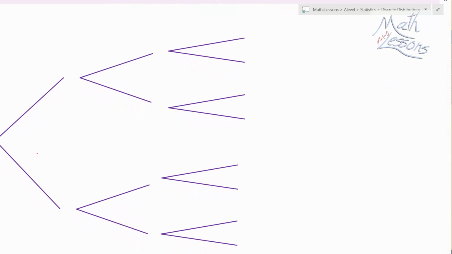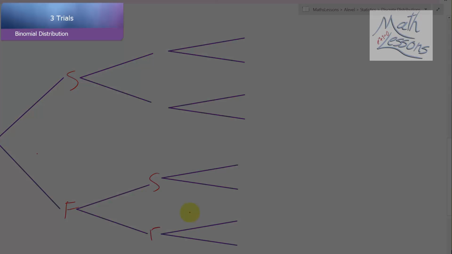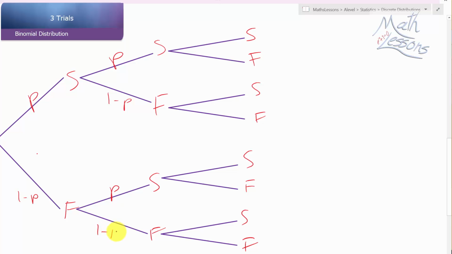Right, let's look at 3 trials. So let's put in our successes and failures everywhere, and the probabilities that go with them.